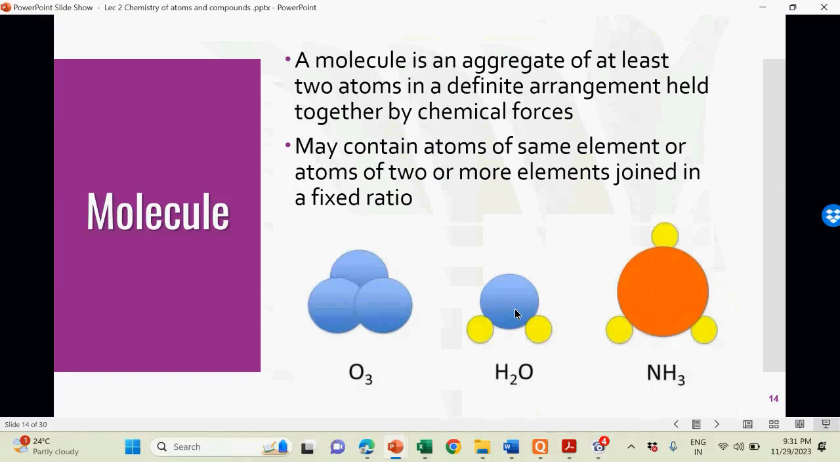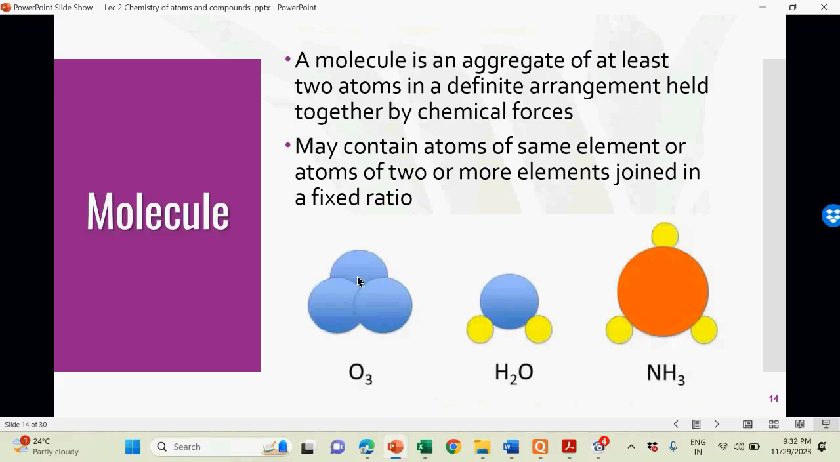The molecules. Now we are going to form the combination between the elements, either in ionic form or molecular form. If you remember, yesterday also we talked about this quickly. The molecule is an aggregate of at least 2 atoms in definite proportion or different arrangement held together by some chemical forces. It may contain atoms of the same element or atoms of 2 or more different elements joined in the same fixed ratio. And these are the examples.